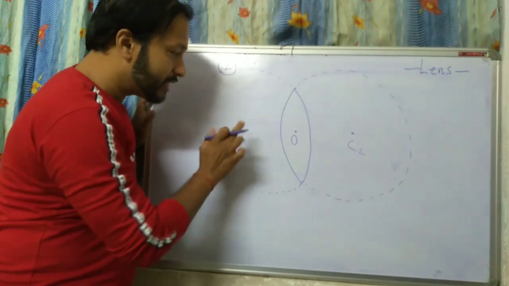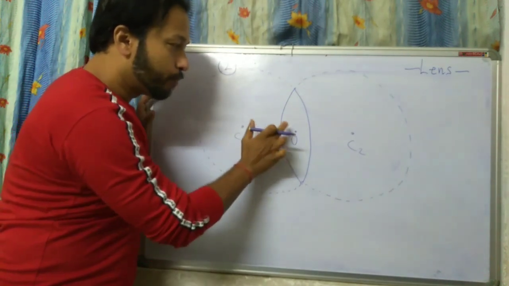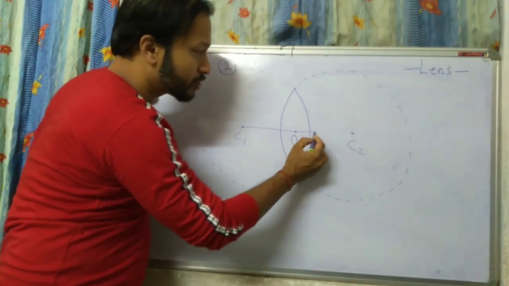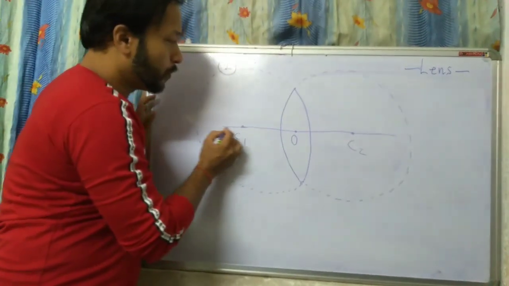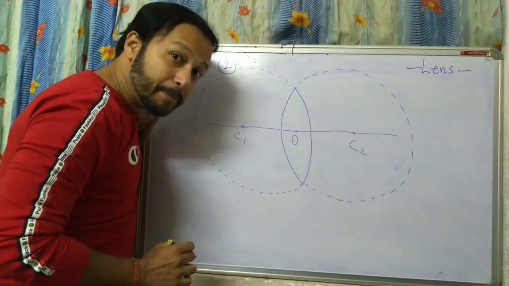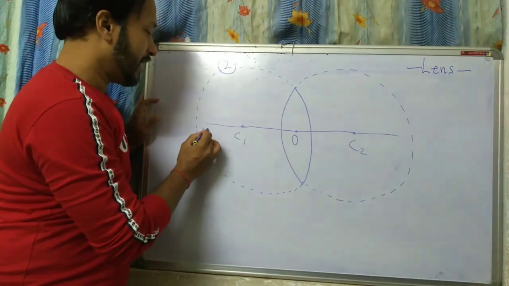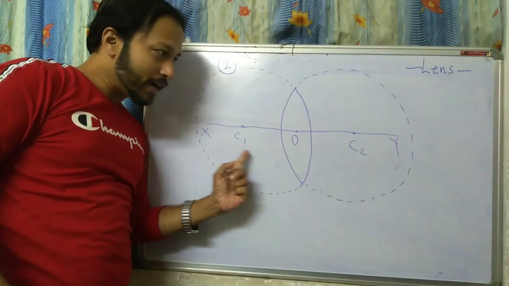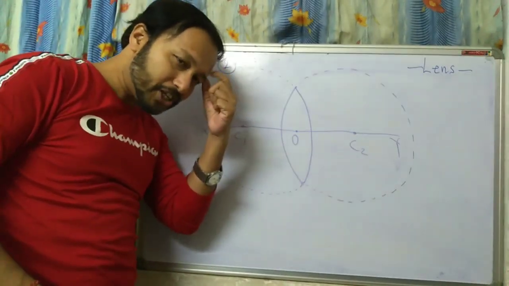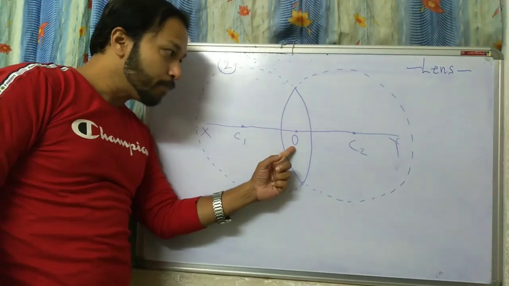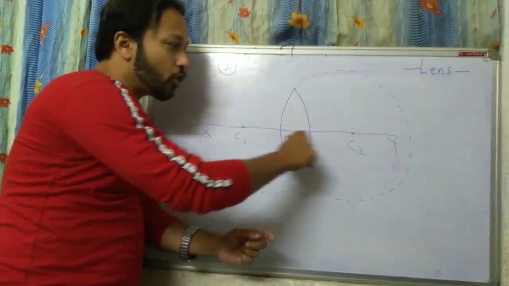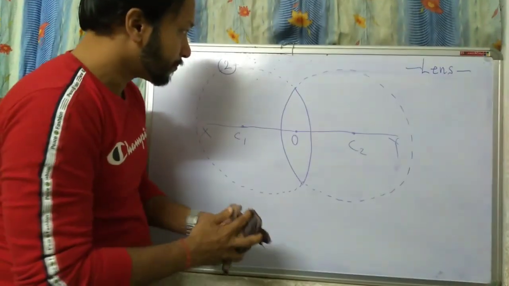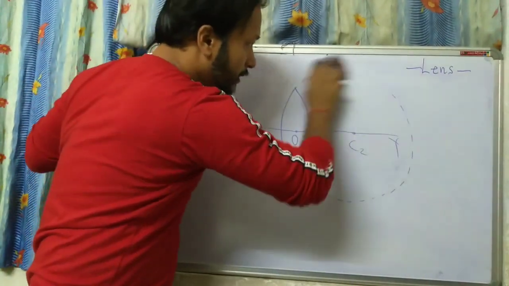Now, if you join this center of curvature, pole and other center of curvature, you will get a straight line. We call it principal axis. Say XY is the principal axis. So you understood C1 and C2, which are called center of curvatures, and O is called pole, and this line is called principal axis.